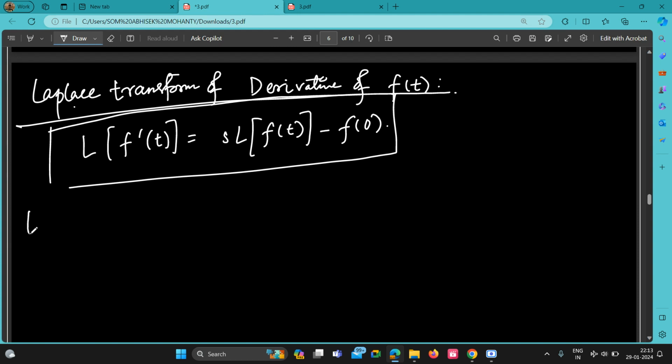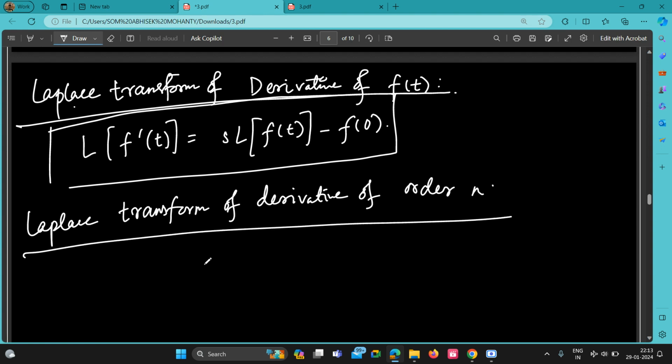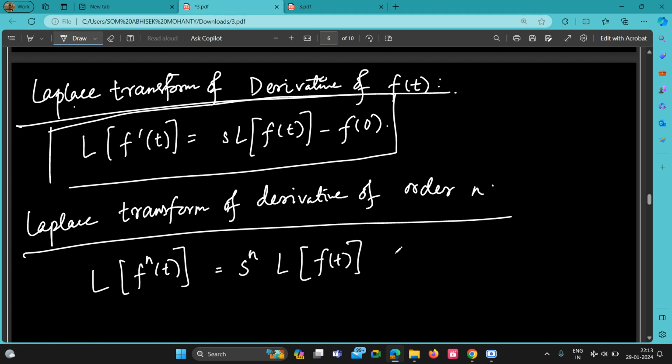Laplace transform of the derivative of order n: L of f to the power n of t is equal to s to the power n L of f of t.